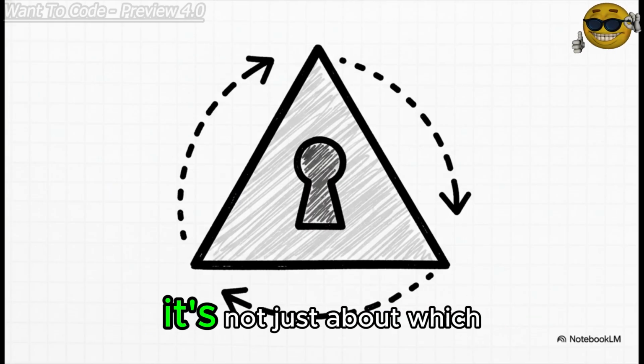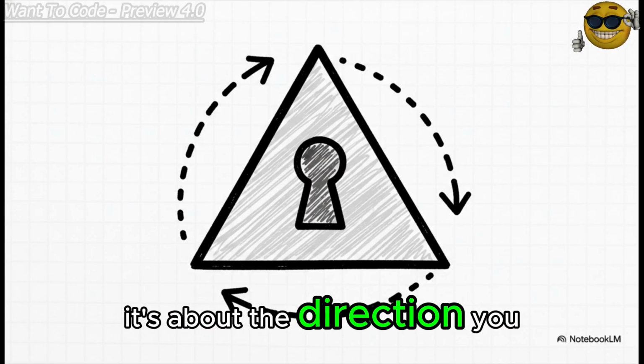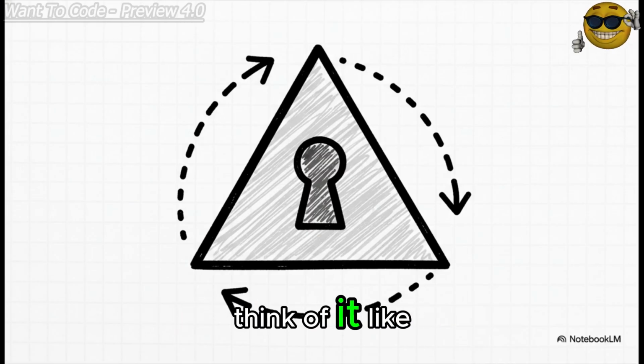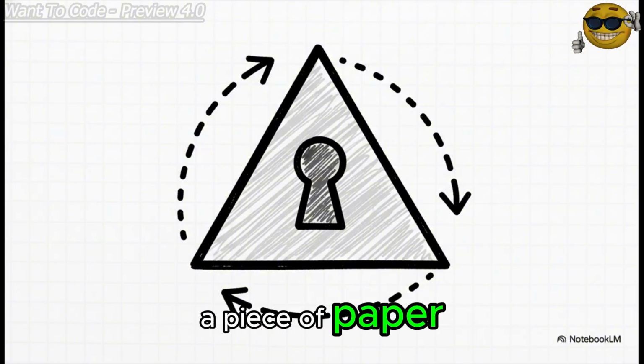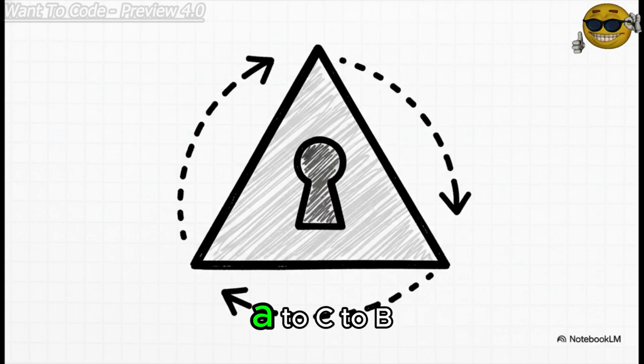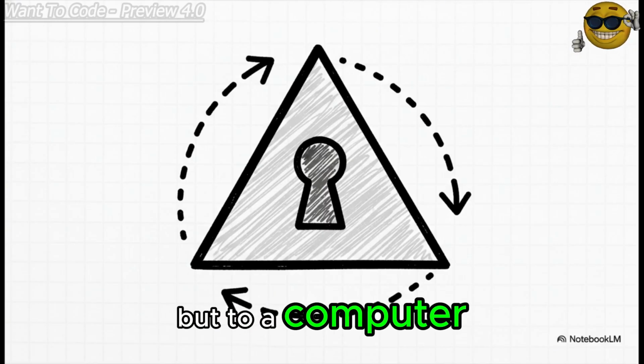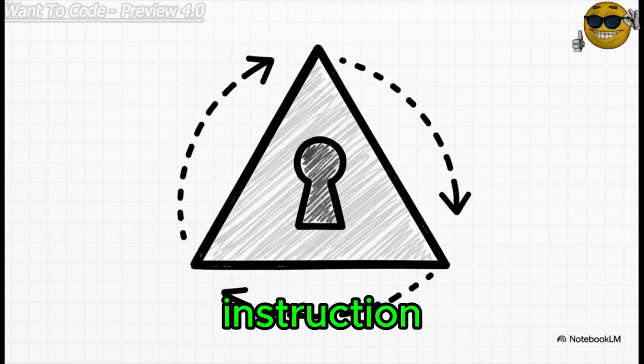And what it means is that it's not just about which 3 points you connect to make a triangle, it's about the direction you connect them in. Think of it like you're drawing a triangle on a piece of paper. Do you draw the line from point A to B to C? Or do you go from A to C to B? To us, it's the same triangle. But to a computer, that direction is a secret instruction that tells it something vitally important.